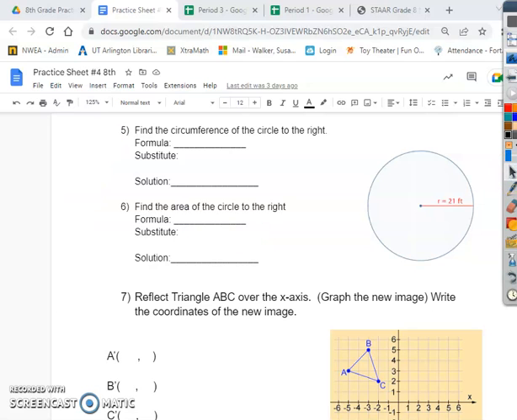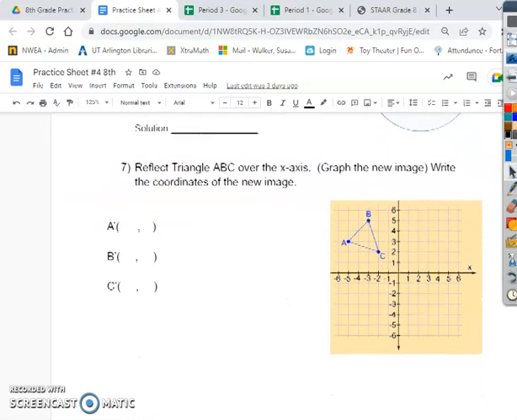On the last one, this is the one I'm most concerned about because we probably won't get to this until Thursday. Number 7 says reflect triangle ABC over the x-axis. I'm going to do this for you, but you're going to put the points. First of all, I always like to shade my axis. So I want the x-axis. That means this image is going to flip over. It's going to go down because I'm flipping it over. This is like the mirror.